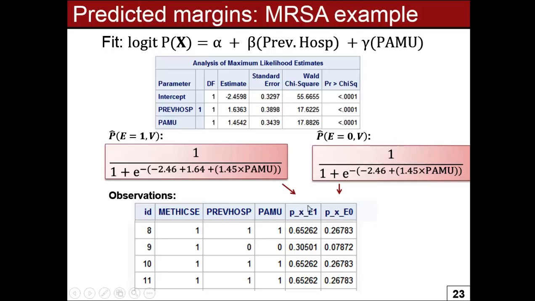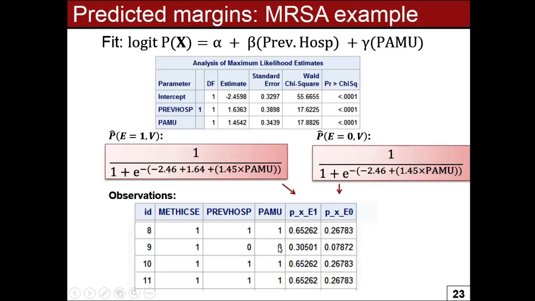For this person, we're going to compute the probability of the outcome when they're exposed versus when they're unexposed. So this formula, given this value of PAMU, is 1. So we're going to get 0.65, blah, blah, blah, versus 0.267, blah, blah, blah. This is for this person who had PAMU1. This is their two counterfactual predictions. When they're exposed, this is the predicted outcome. When they're unexposed, this is the predicted outcome.